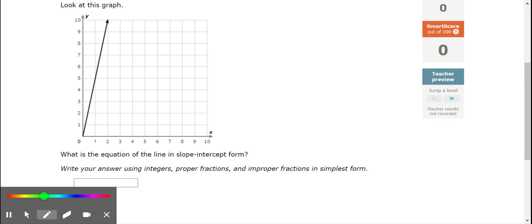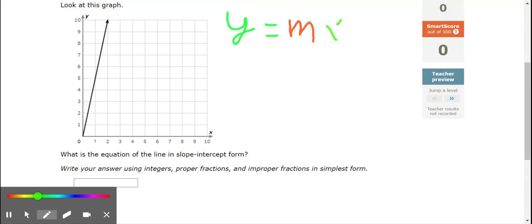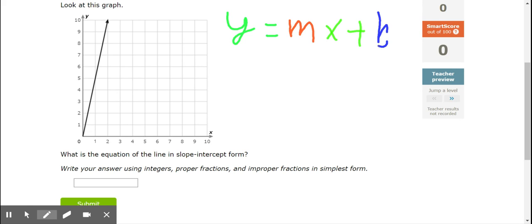We have to know our base equation. And that is going to be y equals mx plus b. All right. Now, you need to remember m is your slope and b is your y-intercept.